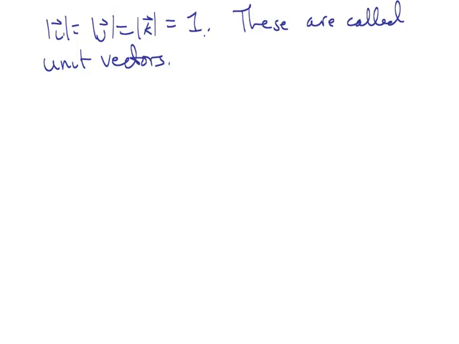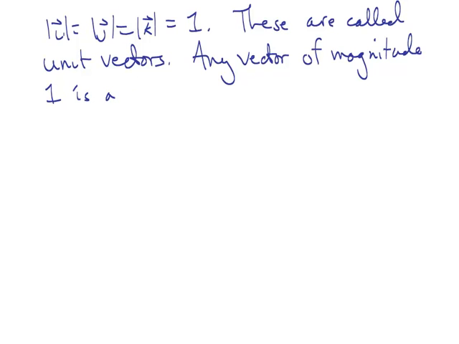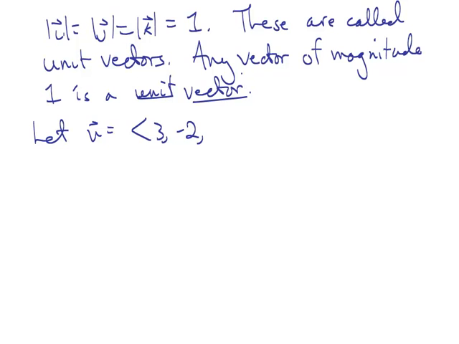Alright, so any vector of length 1 or magnitude 1 is what's called a unit vector. Not just those standard basis vectors. Any vector of magnitude 1 is what we refer to as a unit vector. And so we can do what's called unitizing a vector. Let's suppose we have the vector u, and it's given by these components, 3, negative 2, 1.